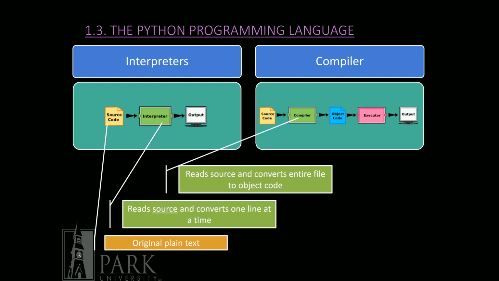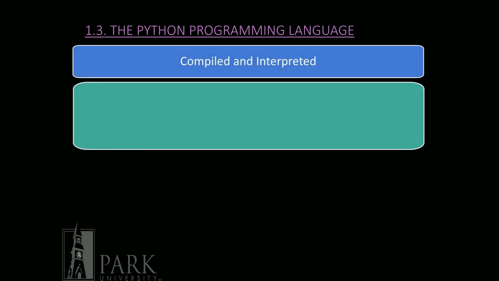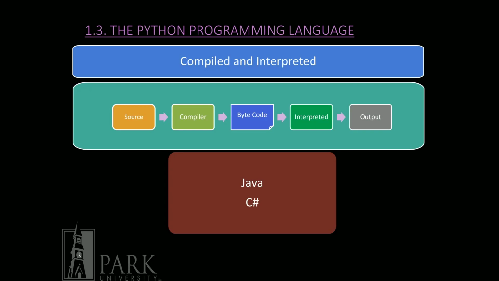Whereas compilers, we are going to take our source code and we're going to convert the entire file at once into object code, which is then going to be run by an executor. Basic, Perl, Python, JavaScript, these are all examples of interpreted languages. Compiled languages include C, C++, Visual Basic, and so on. We also have some hybrids like Java and C#, which convert your source code into bytecode, and that bytecode is then interpreted. This isn't a class on Java, so we're not going to get into that process at all, but what you need to be aware of is that languages are typically either compiled or they're interpreted.